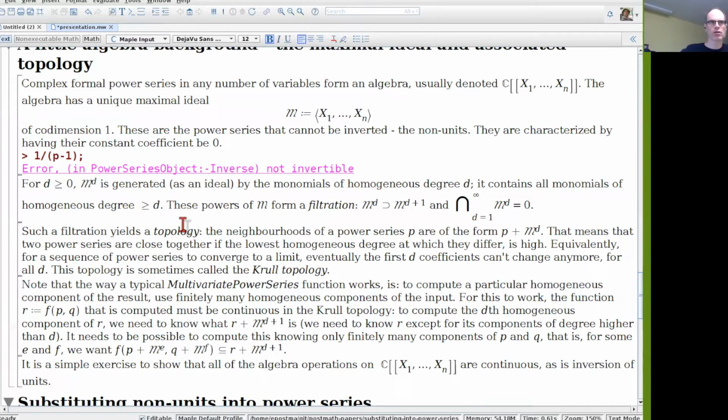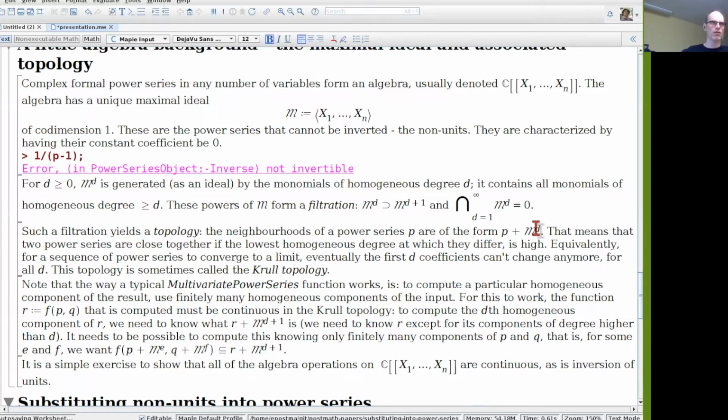So such a filtration yields a topology, so that the neighborhoods of a power series P are of the form P plus m to the d for non-negative d. Basically, the intuition here should be that two power series are close together if they agree on many of the initial homogeneous degrees. In other words, if the first homogeneous degree at which they differ is high, then they're close together.